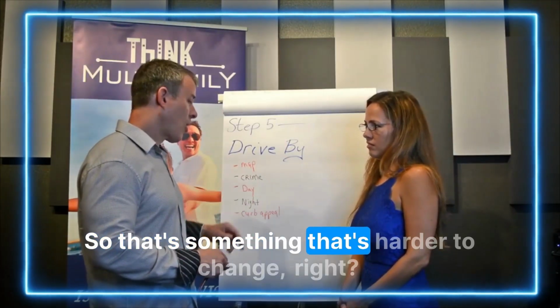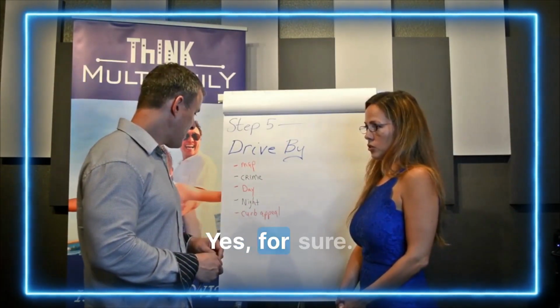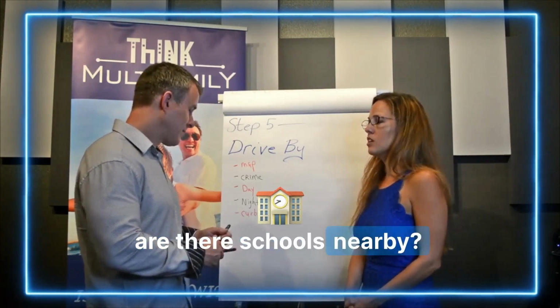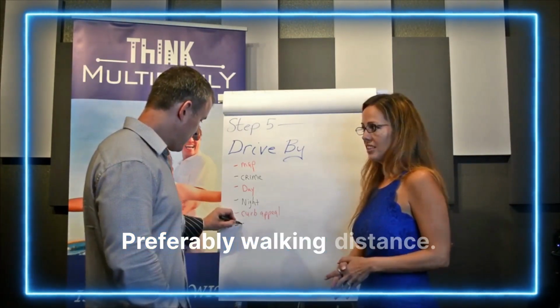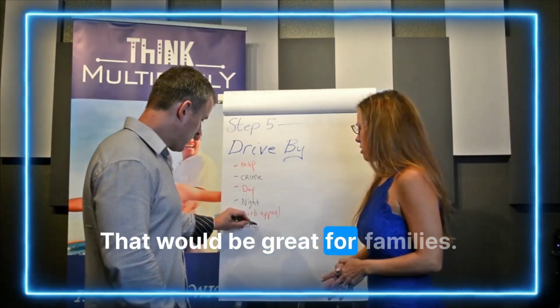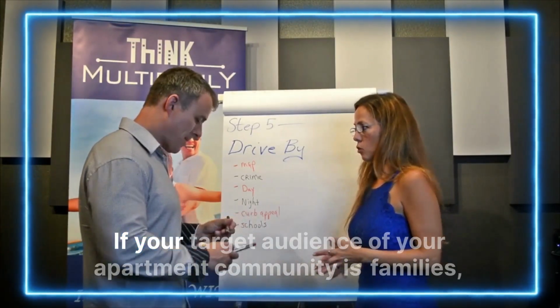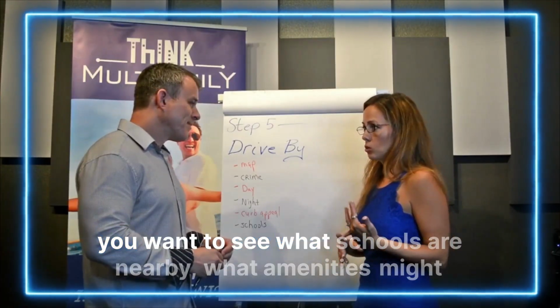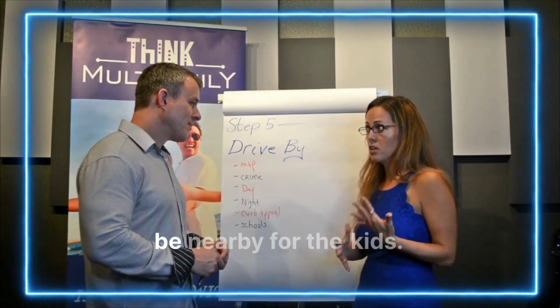Right. So that's something that's harder to change, right? Yes, for sure. What else? Other things that you want to look at is, are there schools nearby? Schools. Preferably walking distance. That would be great for families. If your target audience of your apartment community is families, you want to see what schools are nearby, what amenities might be nearby for the kids.